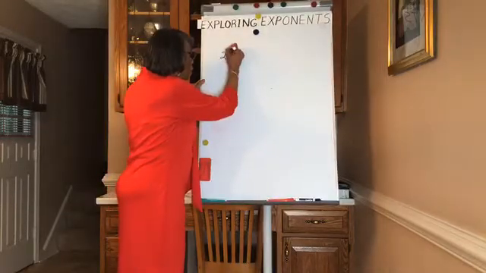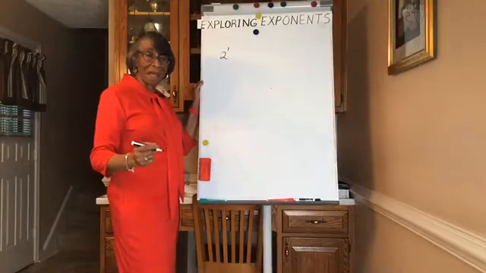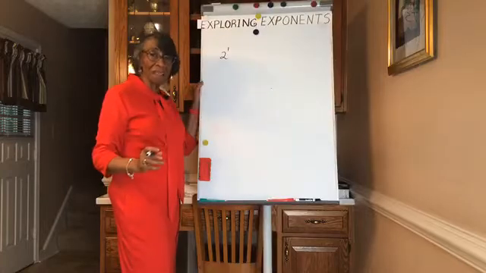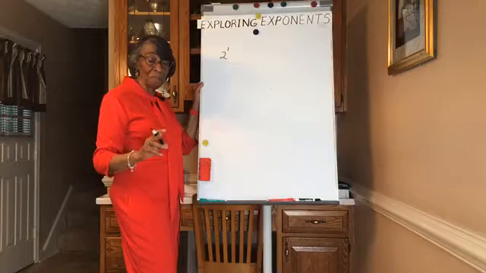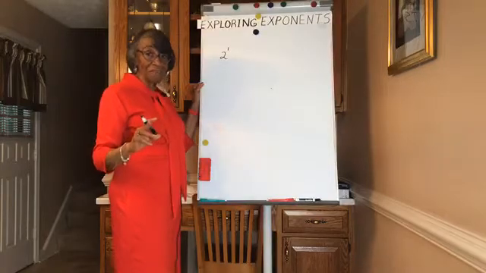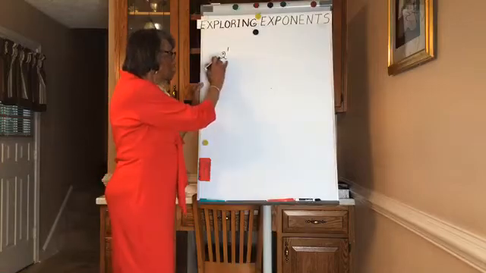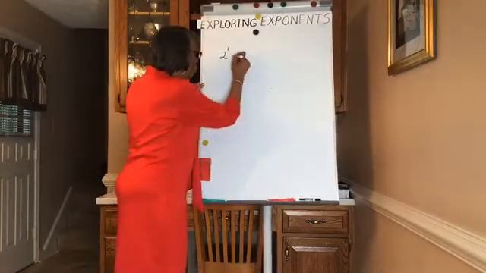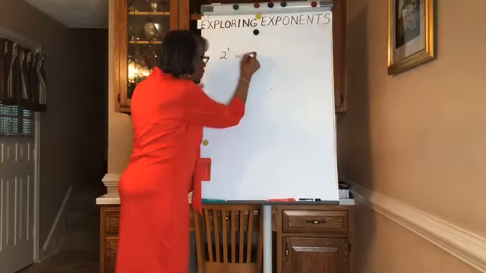All right, we have the base is 2. And we'll put this little 1 up there. That little 1 is the exponent. And it says 2 to the first power. That's how we read it. 2 to the first power. So you say that to yourself as well. 2 to the first power. So that tells us 2 is a factor only once. So that's equivalent then to itself.